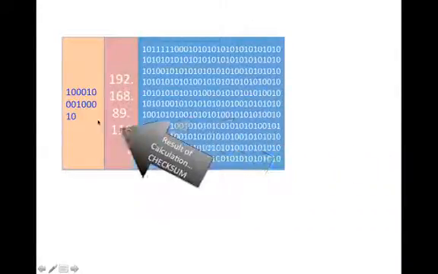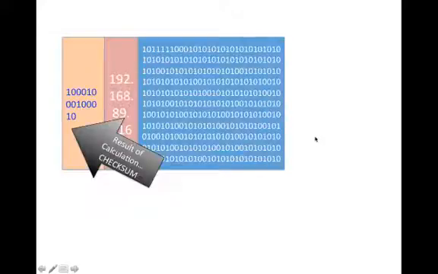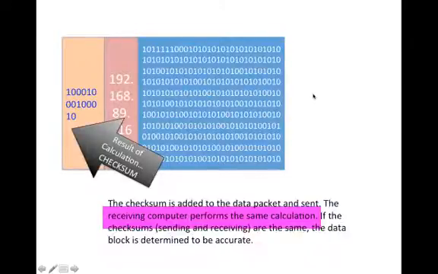That result of the calculation, the checksum, is added to the end of the packet and it is sent off to the receiver. The receiving computer performs the same calculation. If the checksums at the sending and receiving end are the same, the data block is determined to be accurate.